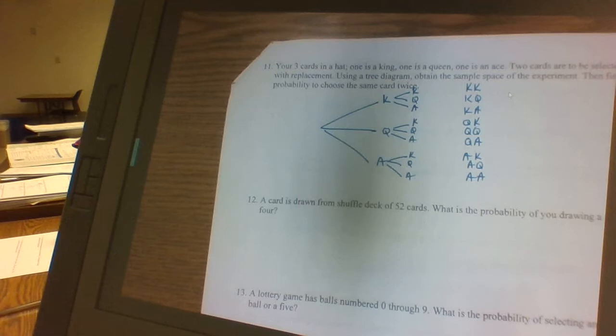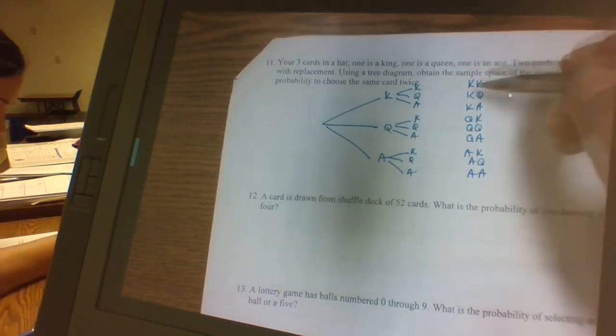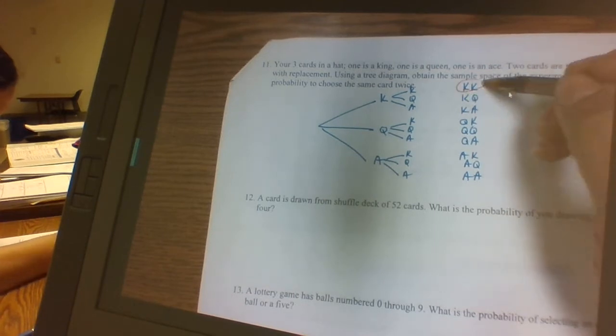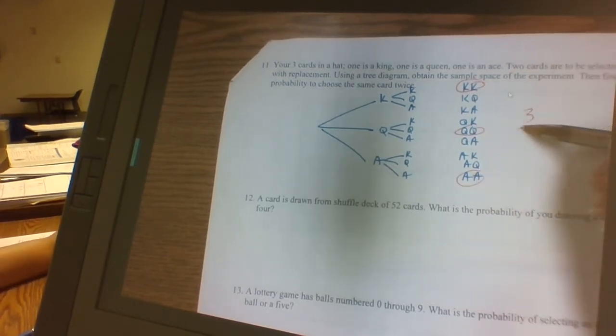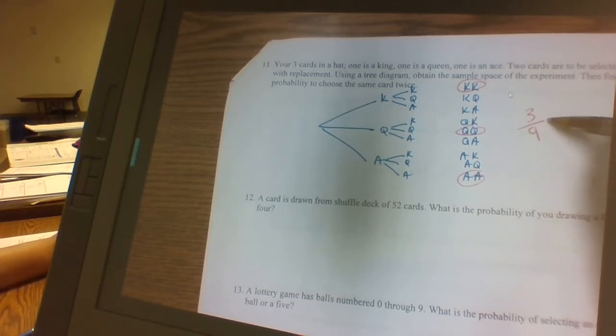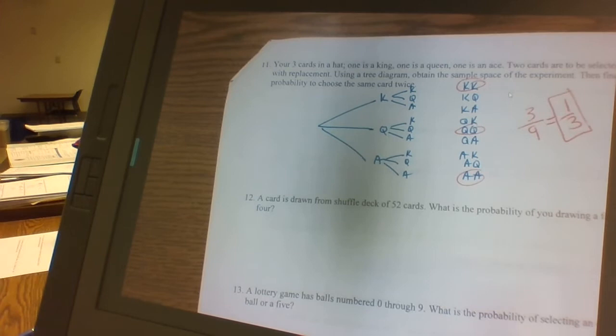Do you simplify? If possible. Same card, same card, same card. 3 out of 9, which reduces to 1/3. 1/3. Always reduce if possible. Questions on it? No? We're good.